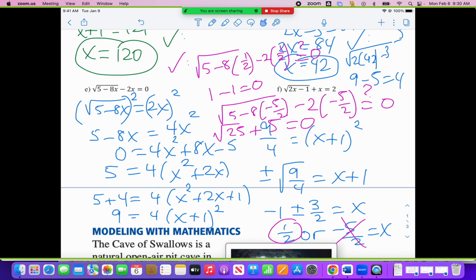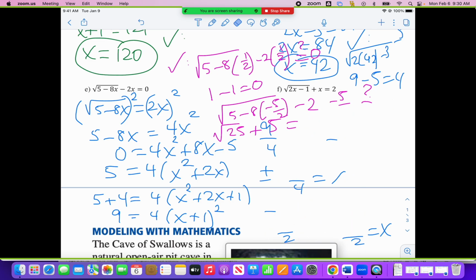I have 5 minus 8 times 1/2. 5 minus 4 is 1. 2 times 1/2 is 1. 1 minus 1. So the 1/2 works. The -5/2. So I have 5 minus 8. The two negatives become a plus. 2 goes into 8 4 times. So 5 plus 20 is 25. This is a -2, so that ends up being a plus, so that doesn't work. Okay, so I got the 1/2.